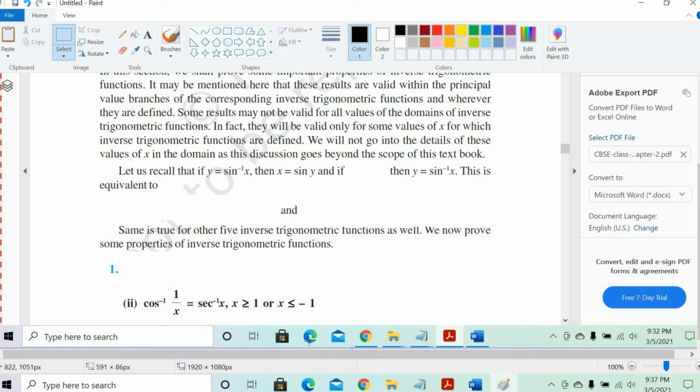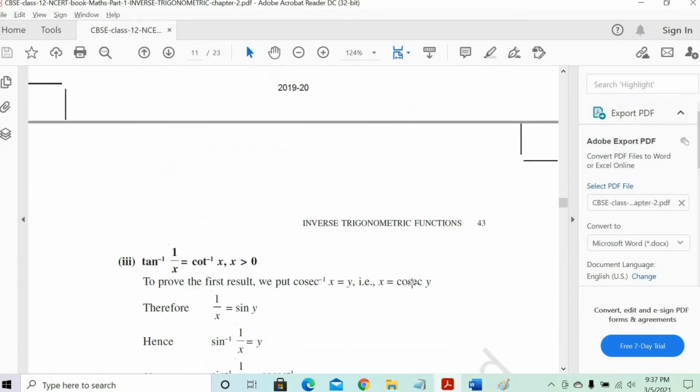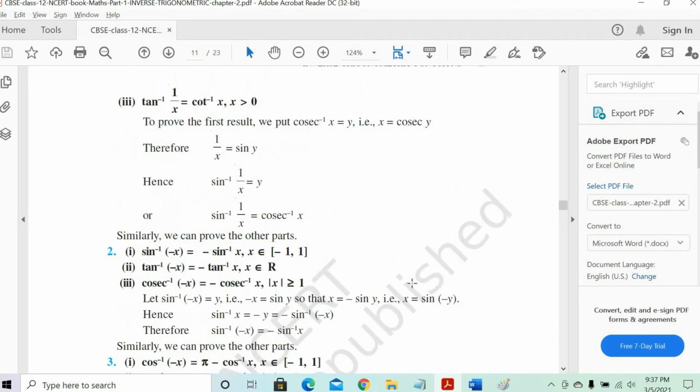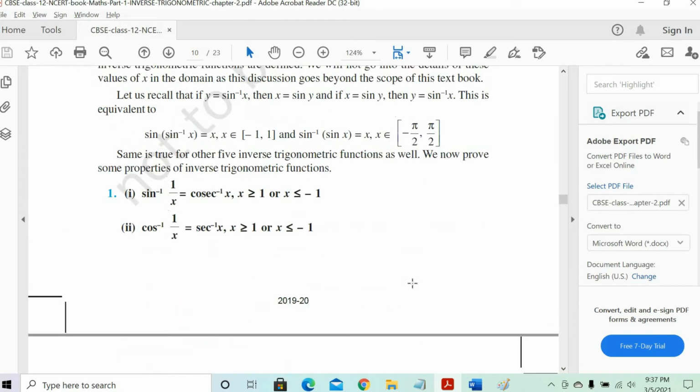So we need to prove it now. One by one we'll try to prove it. Okay, so we'll try to prove the first property. After that we'll see the other properties. We'll prove the first property and then we'll get into the next part.